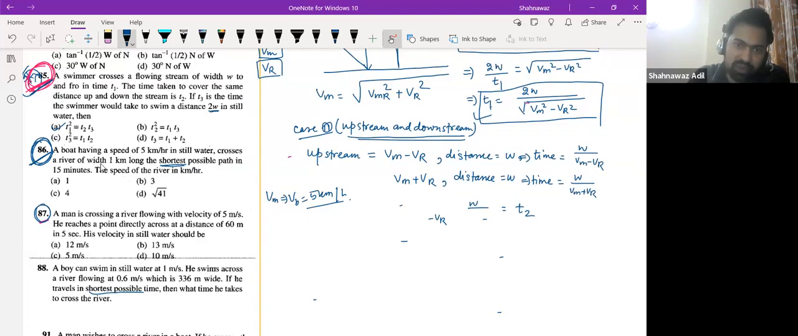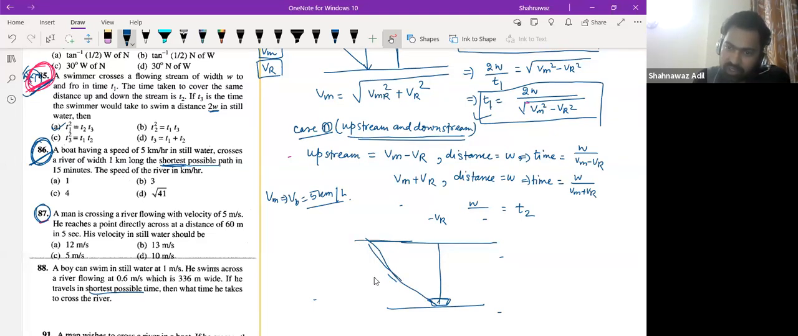And then crosses a river of width in shortest possible path in 15 minutes. The speed of the river in kilometer per hour. So this is a very simple question, right? Shortest possible path they are saying. So please find this one out and tell me. You have this thing. This is the boat, right? And this is covering shortest distance, which means that the path that this boat or the velocity with which the boat has started. This is V boat.